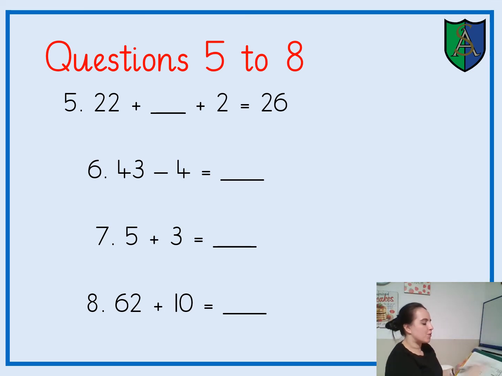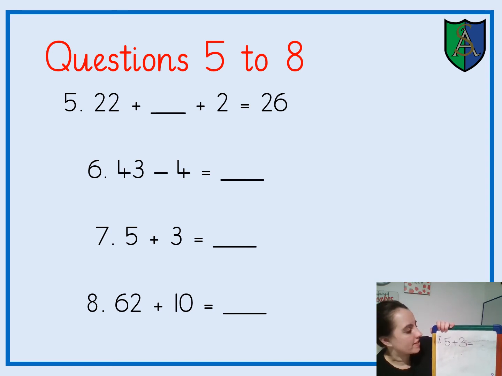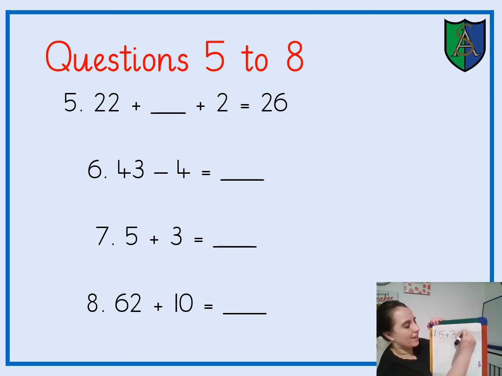Okay, let's move on then to question number 7. This one's easy peasy. It's 5 add 3. You can actually do this one on your fingers if you would like to. You can put 5 on one hand and 3 on the other and then count them all together. Or you could put 5 in your head and count on using your fingers just like this. 5, 6, 7, 8. Okay, so the answer is 8. Give yourself a tick if you got that correct.